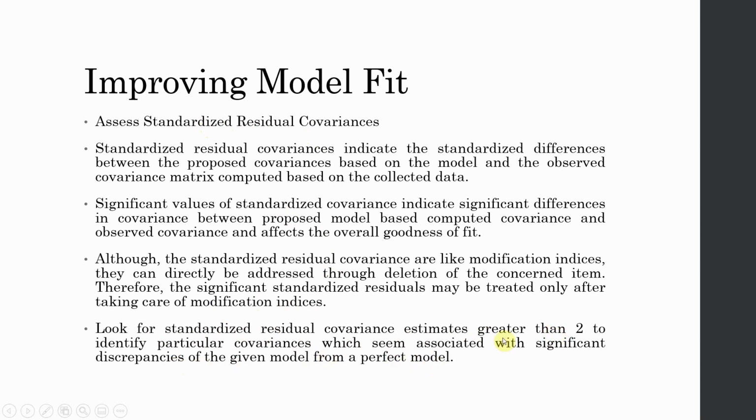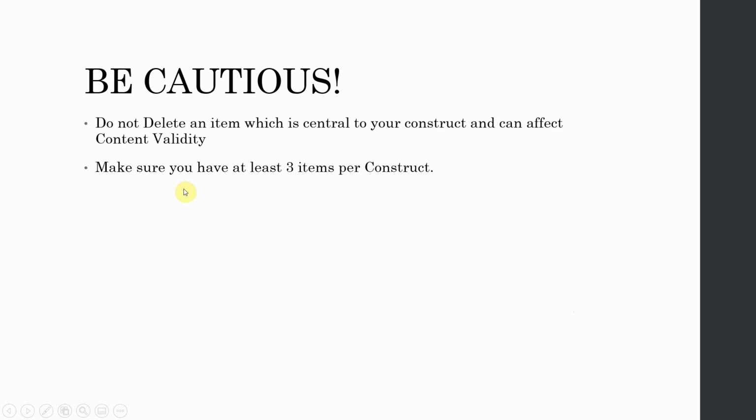So if your standardized residual covariance for a particular item is greater than 2, you might consider deleting that particular item. Now, again, you have to be very cautious. Do not delete an item which is central to your construct and can affect the content validity. Make sure you have at least 3 items per construct.